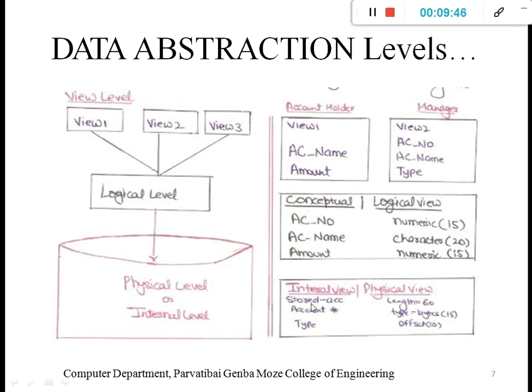Then next is the physical level. The physical level is the internal view or physical view. It stores account details with a length, or in bytes, or disk-related information, which comes under the physical level to store the data. This is a simple example of the view level, logical level and physical level.